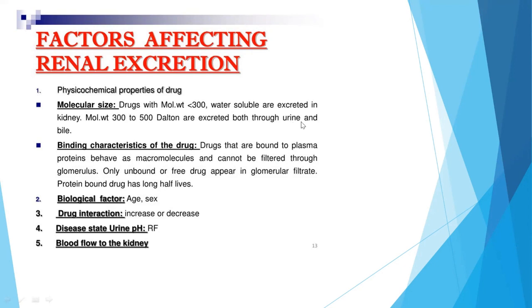Now the binding characteristics of the drugs. Drugs that are bound to plasma proteins behave as macromolecules and cannot be filtered through the glomerulus. Only unbound or free drug appears in the glomerular filtrate. Protein-bound drugs have long half-lives. Biological factors like age or sex, and drug interactions, also increase or decrease excretion, along with the disease state, urine pH, and blood flow to the kidney.